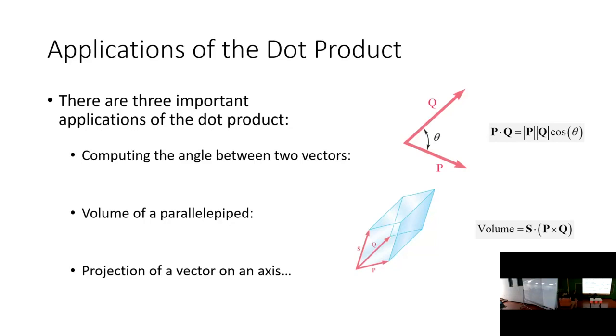Well, there are three real important, what I would call geometric applications of the dot product. And when I say applications, I'm talking about applications related to geometry. Okay. So the first is, again, computing the angle between two vectors. Like I said, I think that the dot product makes it easier to do that calculation. We can compute the volume of what's called a parallelepiped, and you never get to say that word very often.